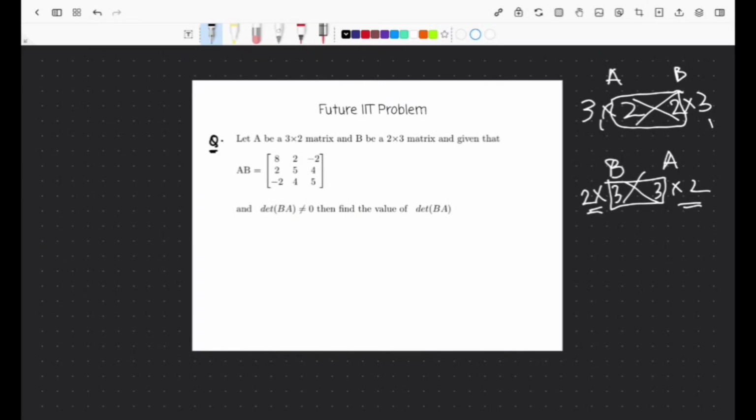Now, let's note down the information as we get it, right? We have got one piece of information that BA is a 2 cross 2 matrix. And AB is a 3 cross 3 matrix, that is given to us. Now as AB is a 3 cross 3 matrix, all its elements are given, and it is also given that the determinant of BA is not equal to 0. So then we have to find the value of the determinant of BA, right? So let's get started with the solution part.